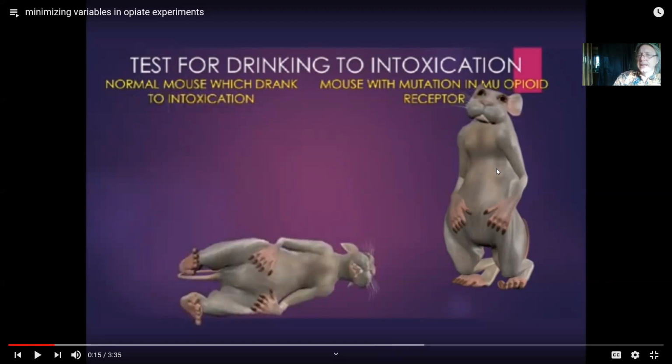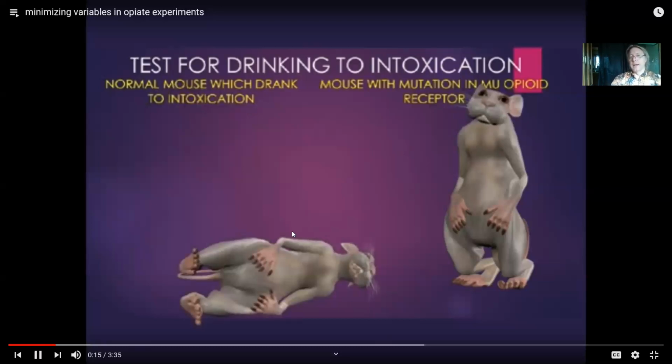But that's making the assumption that these two mice are equal in every way, except for this one doesn't have this one protein in the brain, an opiate receptor. Now, that's what you want, but you have to prove that. And so when you read a scientific study, they'll go to great lengths, with all of these experiments, to establish that they were the same.